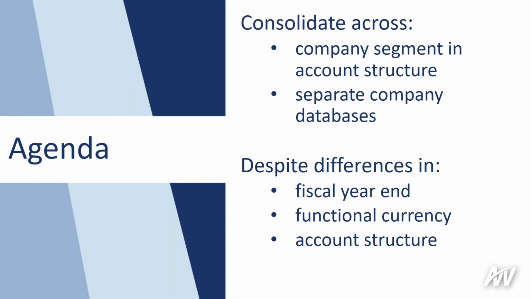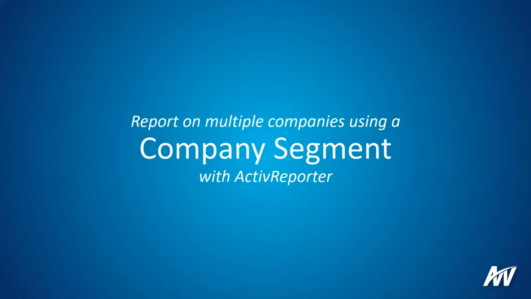We're going to cover both of those and combinations of both, as well as the issues that can cause difficulty creating consolidations between these types of companies, such as having different fiscal year ends, different functional currencies across these companies, or differing account structures in their account format. So we're just going to start at the easiest place. We're going to look at a situation where we have multiple companies separated out by company segment.